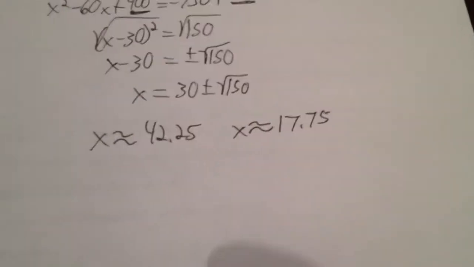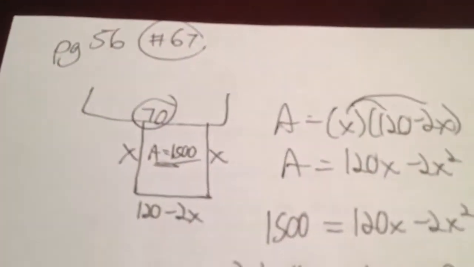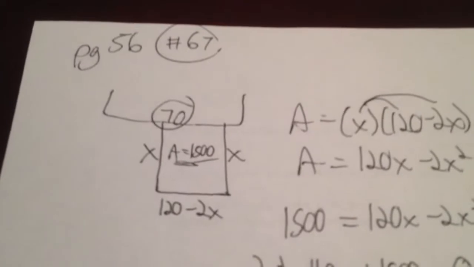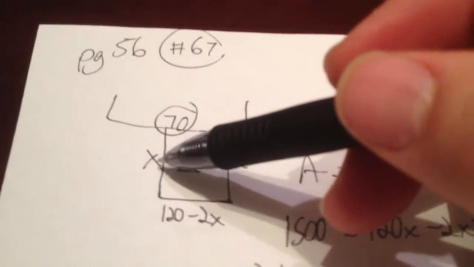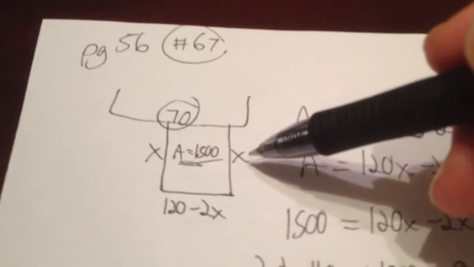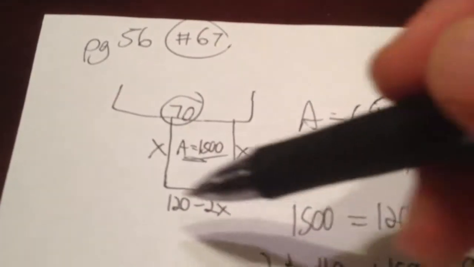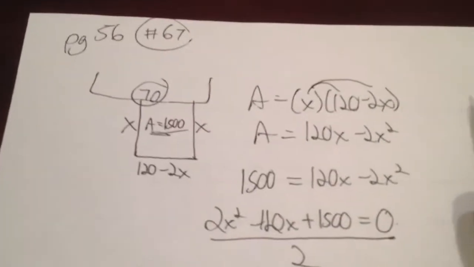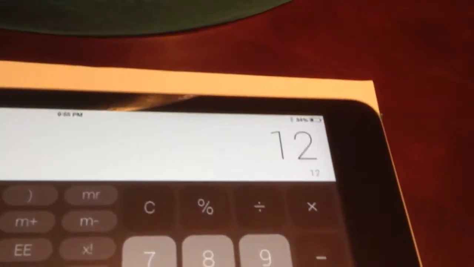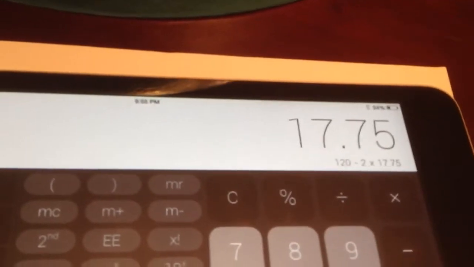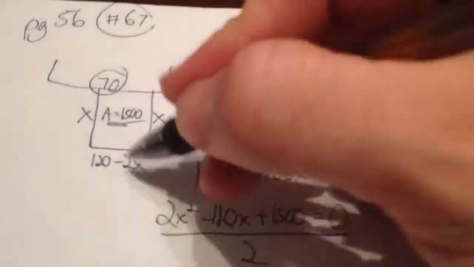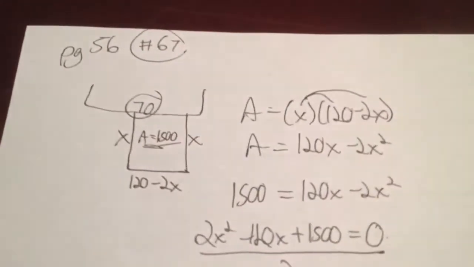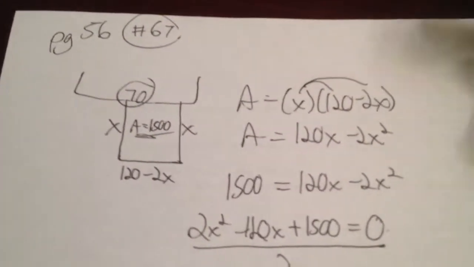So you got two answers. The problem is one of these is not going to work, and that's where I told you that this 70 was going to come into play. Because if you plug in 17.75 here, this side right here is going to be too long, because you're going to have 120 minus 2 times 17.75, which is 84.5. So this side right here would be too long. It would be longer than the side of the building, and you can't have that. You can't have a side of the fence be longer than the side of the building.